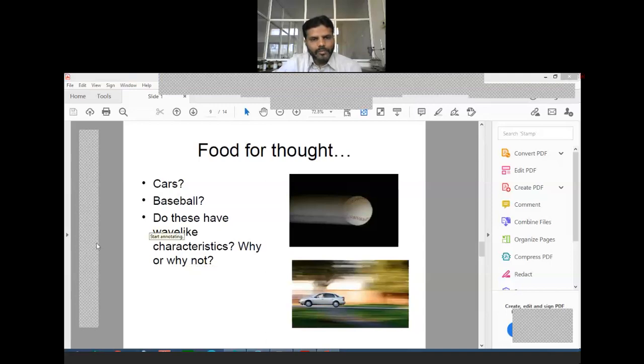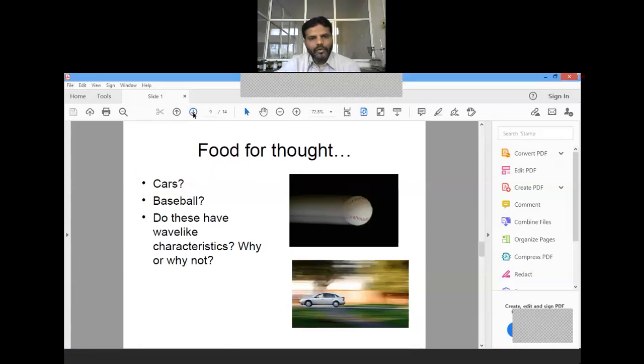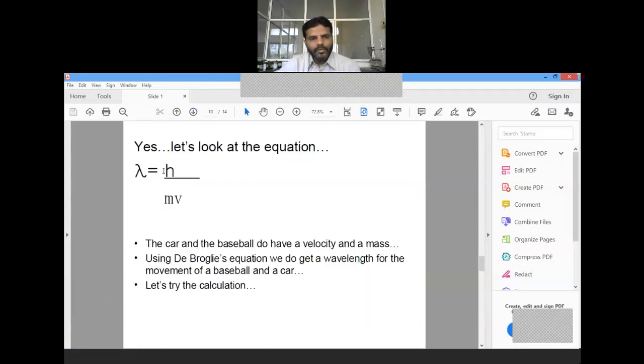Is it possible for the car, the baseball, and the motorcycle, which are also moving from one place to another, to have waves? If it is possible, then how? And if it is not possible, then why is it not possible to apply this concept of de Broglie's to macroscopic or large particles?